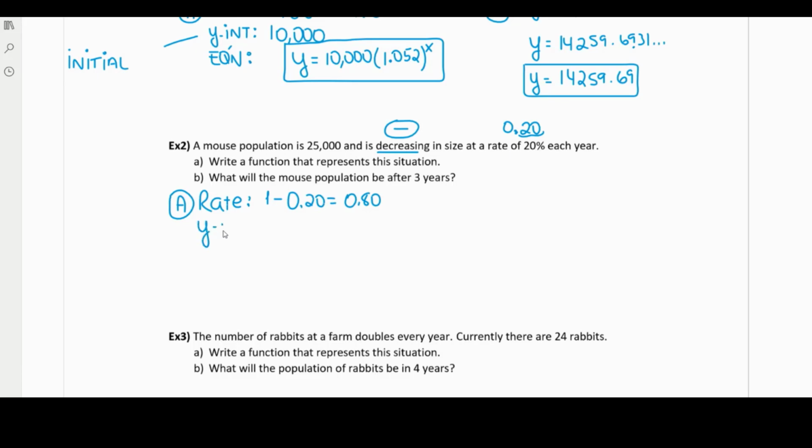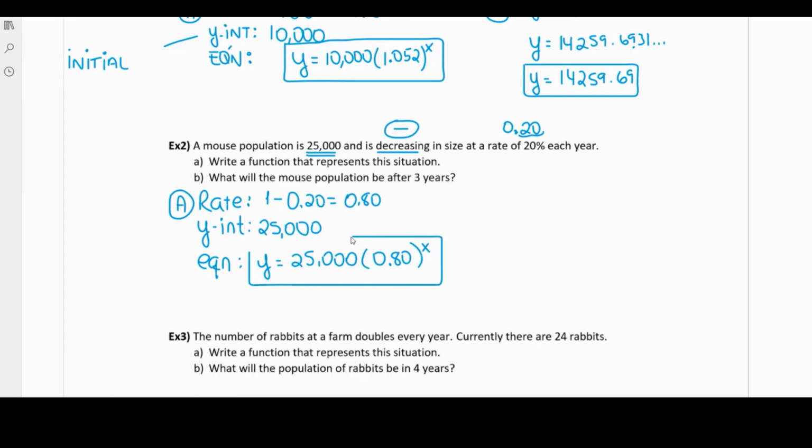And our y-intercept is going to be our initial value. So if you notice, the problem gives us the initial value of 25,000. And we're going to write the equation. And if you remember, you write y equals the y-intercept, and you open parentheses and you put the rate. In this case is 0.80 raised to the x. So right there, that's part A, our equation that represents the situation.